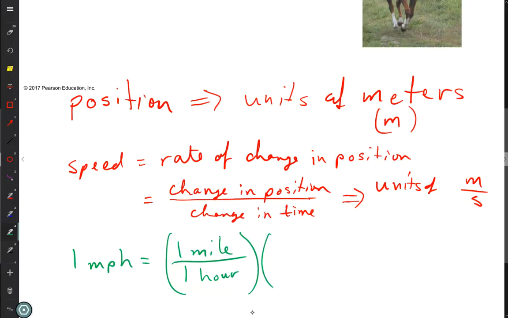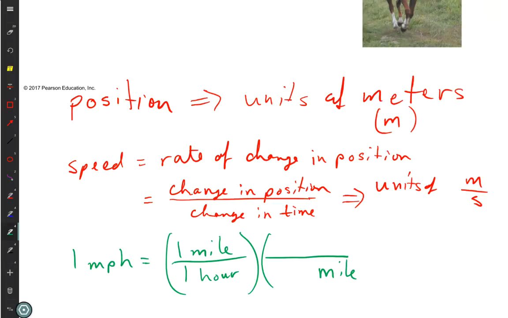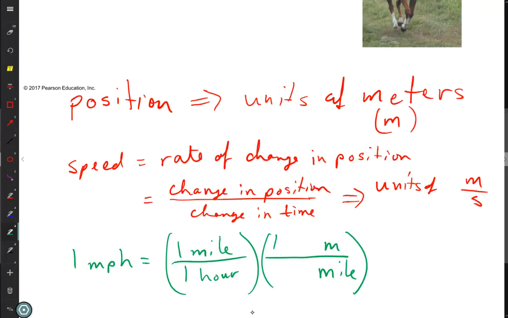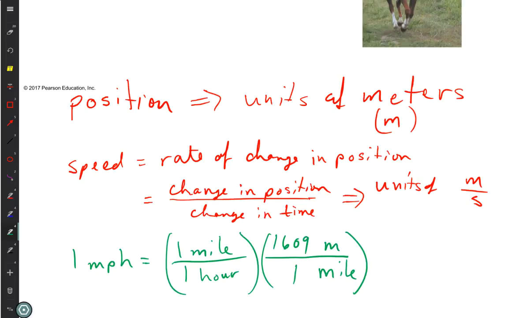Since I have miles on top, I'm going to make a conversion factor that has miles on bottom so that the two will cancel. And what unit do I want for my distance? Meters. So I'm going to put meters on top. And I said 1,609 meters is 1 mile. So my conversion factor, the thing that's inside parentheses, actually has a value of 1, because 1,609 meters divided by 1 mile is equal to 1. And so that's going to take care of my miles portion.